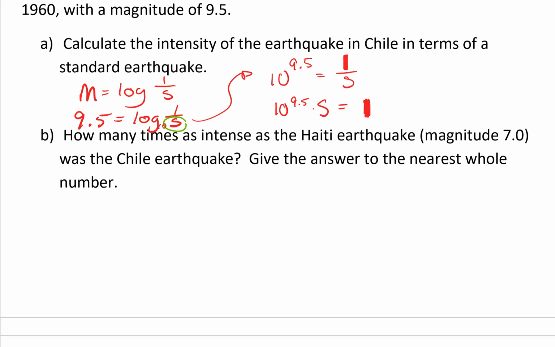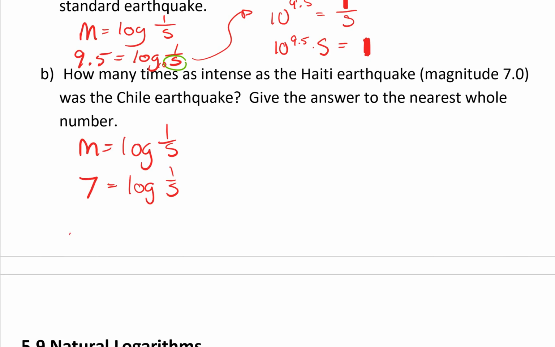Okay, now there's another earthquake. The Haiti earthquake is a magnitude of 7, so let's do the same thing with that one. M is log I over S, and we're going to put 7 there. And again, let's change it to exponential form. So you have 10 to the power of 7 is I over S, and 10 to the power 7 times S is the intensity of this earthquake.